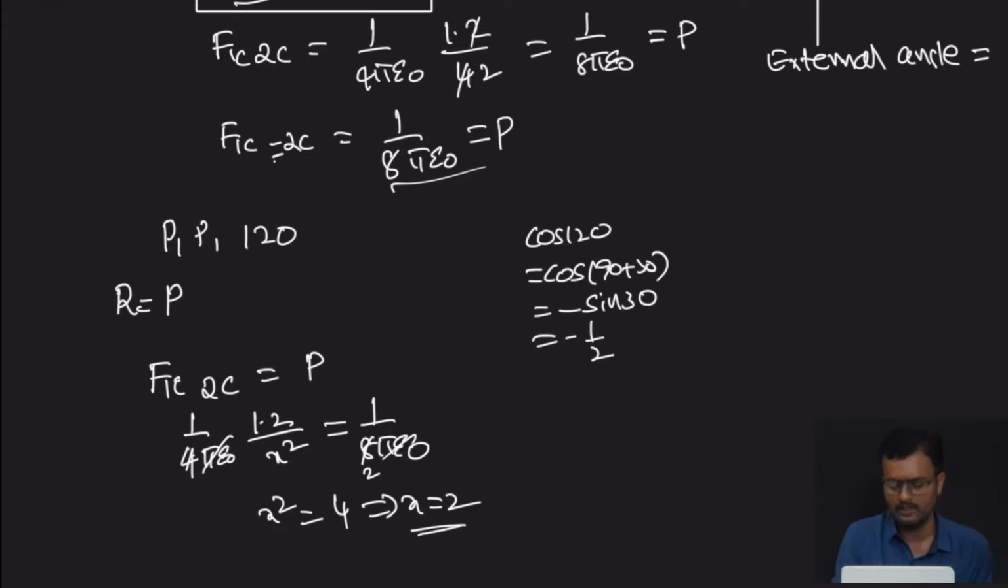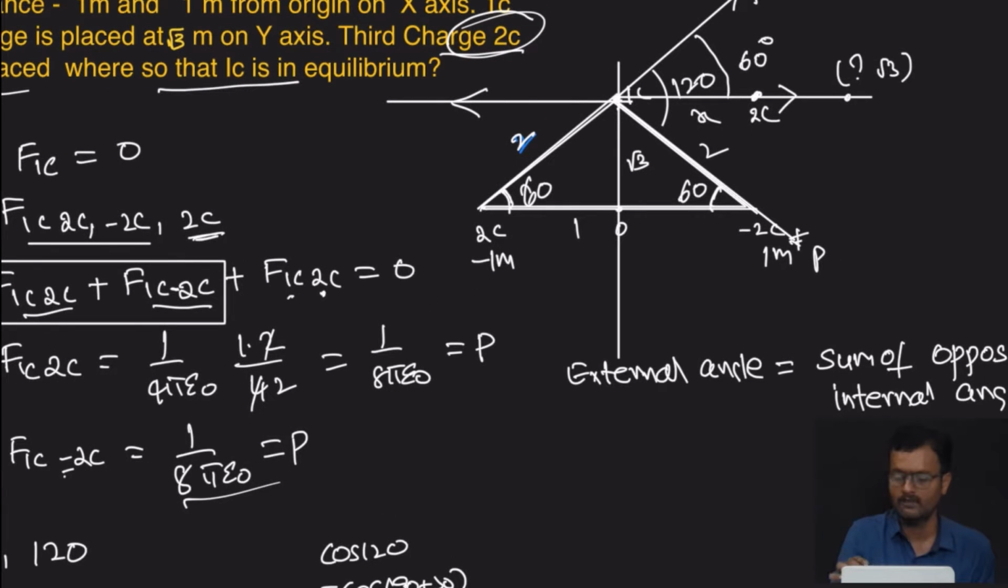So what is the abscissa, the x-coordinate? That is 2. The y-coordinate is root 3. So the position of 2 coulomb is 2 comma root 3. So that is the answer. Okay, so the position of 2 coulomb is 2 comma root 3, then 1 coulomb is in equilibrium.